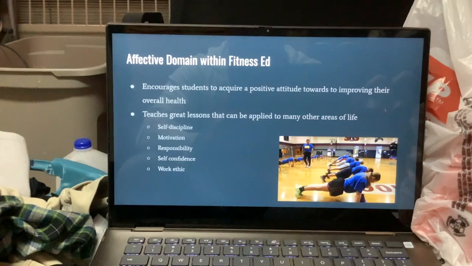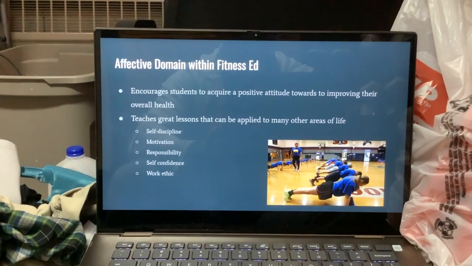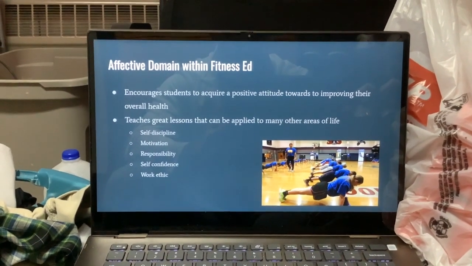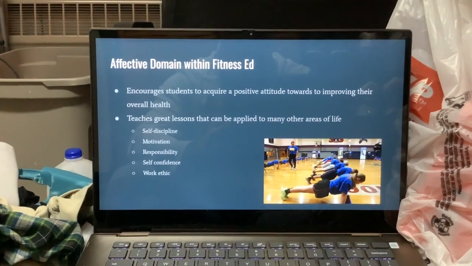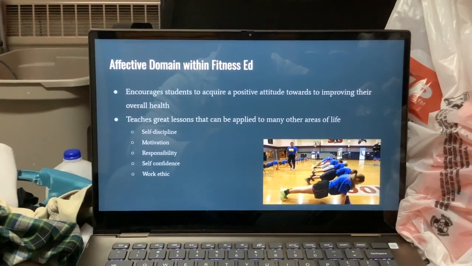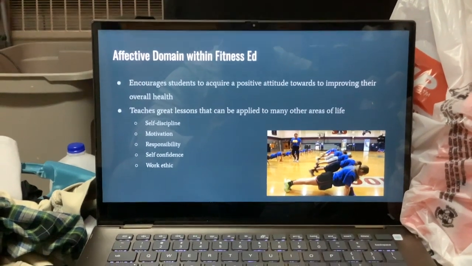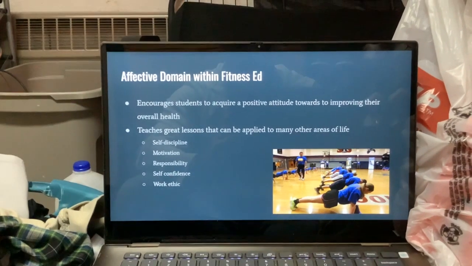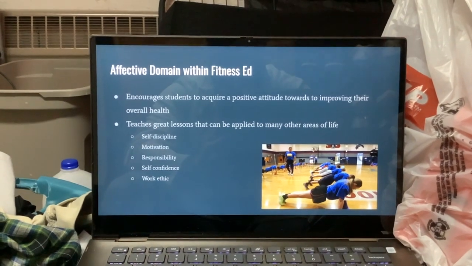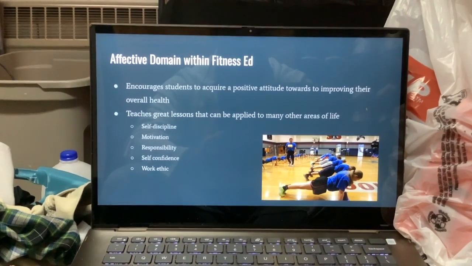The affective domain within fitness ed encourages students to acquire a positive attitude towards improving their overall health. If students have a negative attitude or negative connotation towards fitness or physical activity, I guarantee you they're not going to be involved in it after class is done, and they're not going to want to participate during class as well. And that will eventually, in the future, lead to an unhealthy lifestyle. And we don't want our students to be going through that. We want them to be going through the best case scenario, and we want what's best for them. So that's a big one.